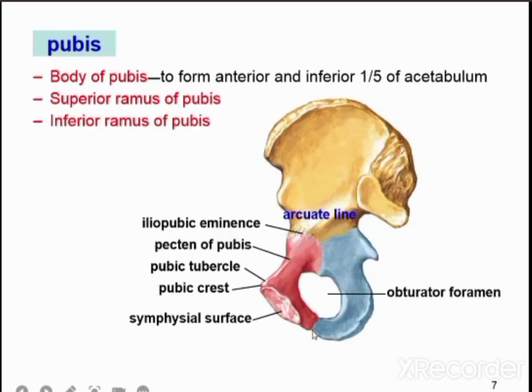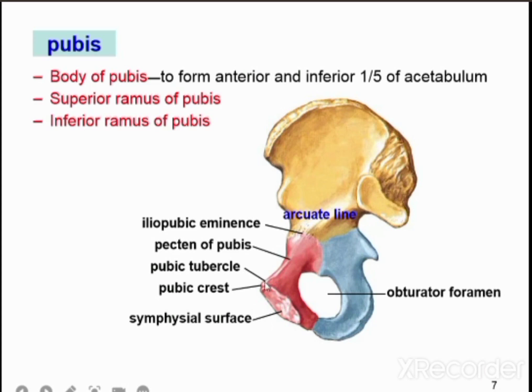Okay, let's take a look at this portion in red. It's the pubis. The elevation between the ilium and the pubis is the iliopubic eminence. It is the place where these two bones fused with each other. This linear elevation we call the pecten of the pubis. Here are the pubic tubercle and pubic crest.